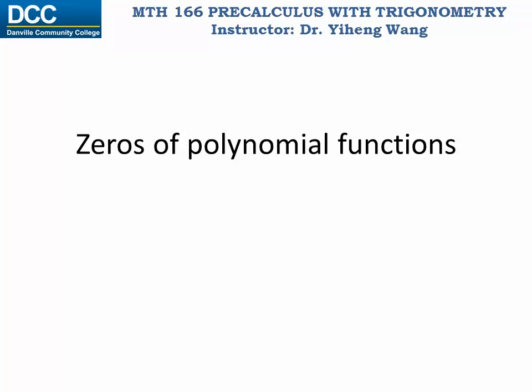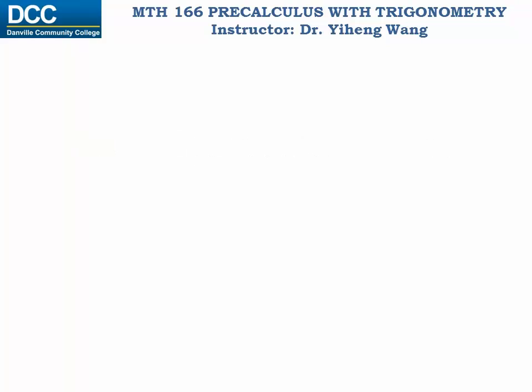Since now we have learned about the complex numbers, our discussions of the zeros of polynomial functions now include complex zeros. Let's first look at two theorems.